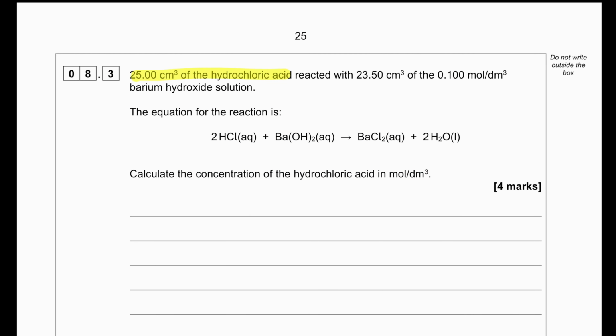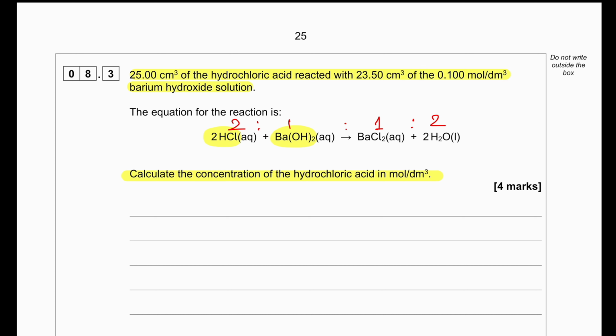"25 cm3 of hydrochloric acid reacted with 23.50 cm3 of 0.1 mole per dm3 barium hydroxide solution. Calculate the concentration of hydrochloric acid in mole per dm3." Guys, in the equation, we can see 2 hydrochloric acid reacts with 1 barium hydroxide. So we can write down the reaction stoichiometry as 2:1, producing 1 ratio of salt to 2 ratio of water.